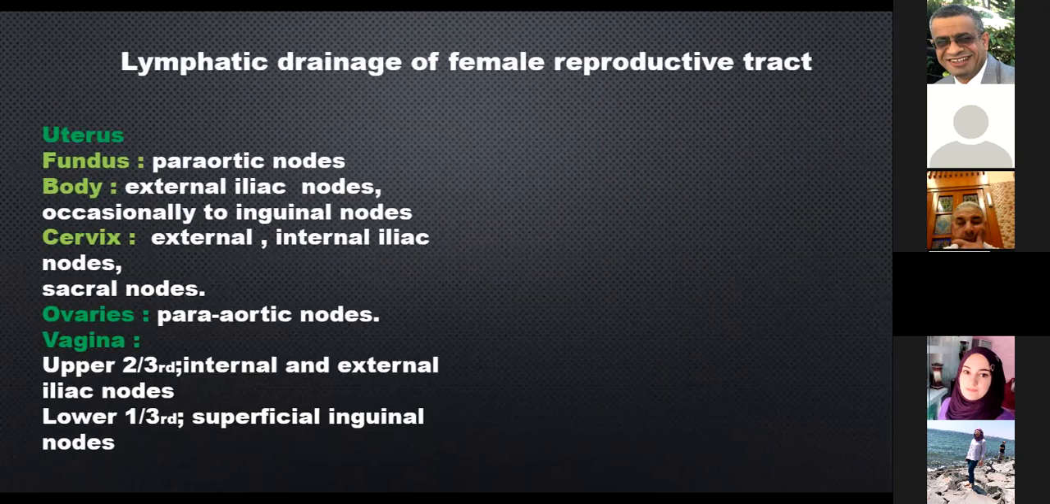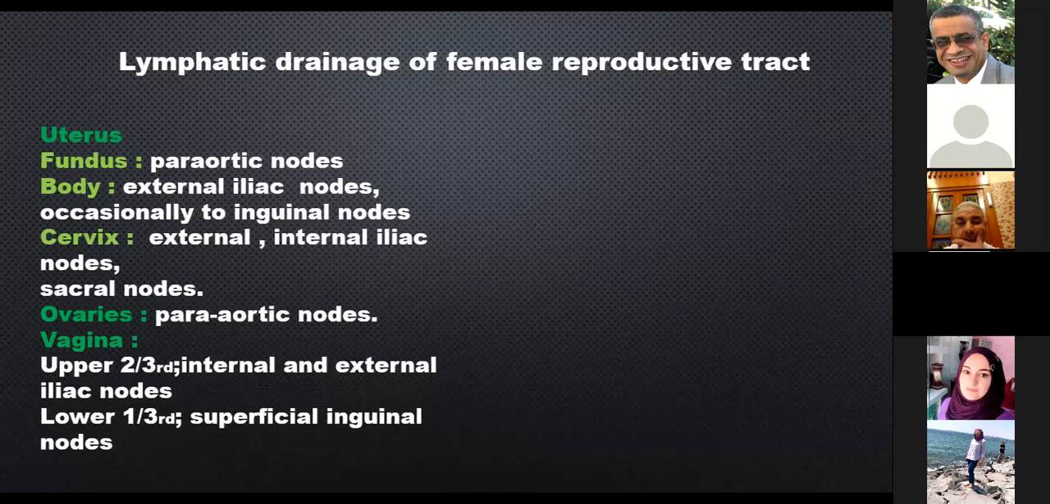Lymphatic drainage includes the uterus, regarding its fundus, body, and cervix. The fundus drains into para-aortic nodes, while the body drains into external iliac nodes and occasionally to inguinal nodes. The cervix drains to external and internal iliac nodes and sacral nodes. The ovaries drain to para-aortic nodes, while the vagina, the upper two-thirds, drains into the internal and external iliac nodes, while the lower one-third drains into superficial inguinal nodes.